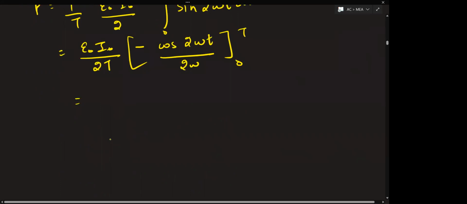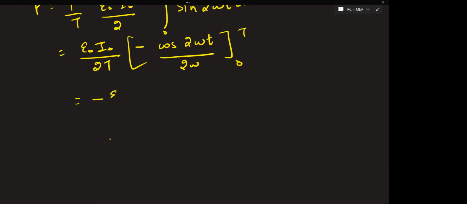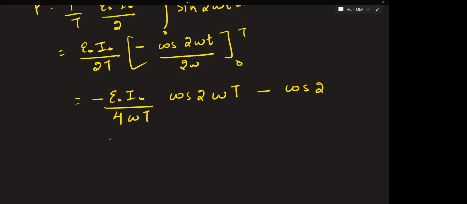Now what is left? Substitution of the power is left. Let's take 2 omega here only, so this becomes 4 omega t. So minus E naught I naught by 4 omega t. I have just multiplied this here, and this negative sign is outside. Now what is left from here? Cos 2 omega t into t minus cos, I'll write it out: cos 2 omega into capital T minus cos 2 into basically 0, or cos into 0 only.